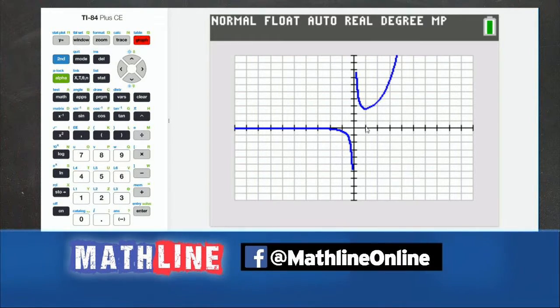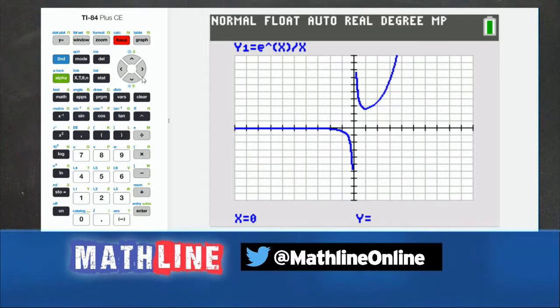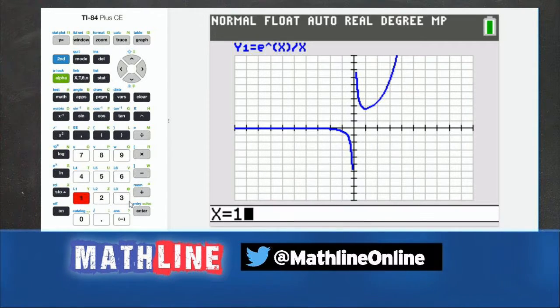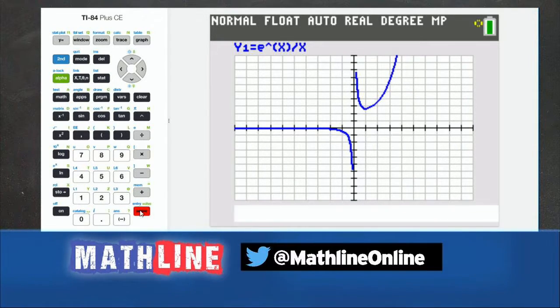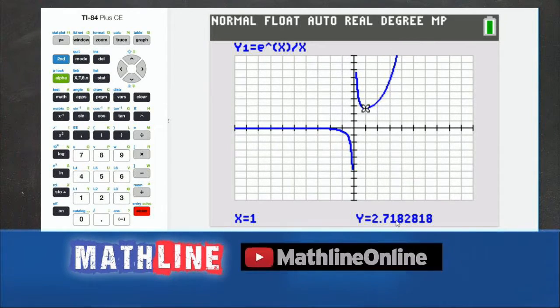Well, it looks like x equals 1, but what's your value of y there? You would go back into your original equation. Maybe we can hit trace here and see what it gives us. Trace, put a 1 in. And in your original function, basically it's e to the 1, or just e, the value of e. That's what I'm seeing there.